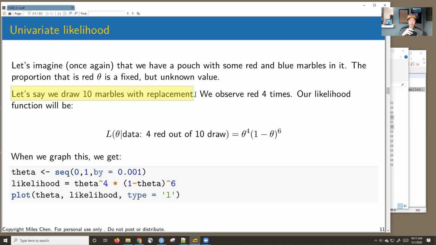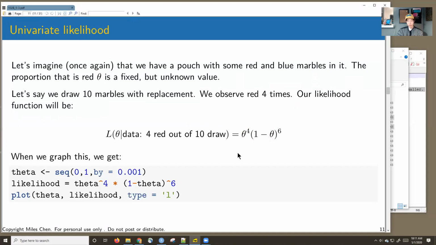In this example, I'm going to draw 10 marbles with replacement. Let's say I observe a red marble 4 times. So I go into the pouch, I look at it, I put it back in the pouch. I go in and draw a marble out, and I put it back in. If the proportion of red is theta, then the likelihood function of getting 4 red marbles and 6 blue marbles would be theta to the 4, times 1 minus theta raised to the 6.